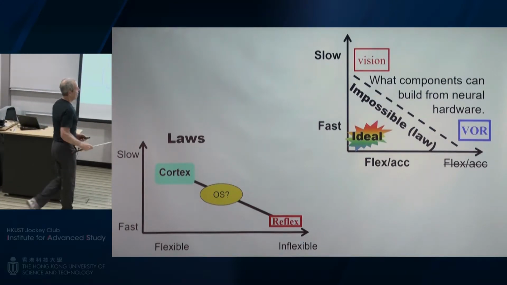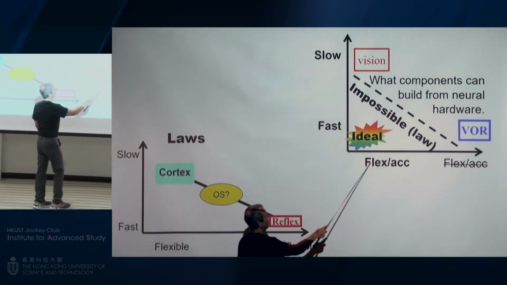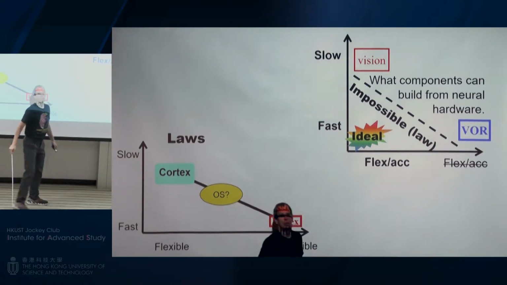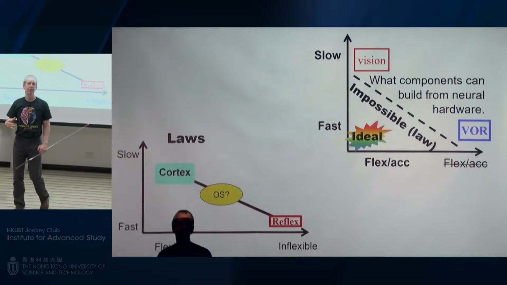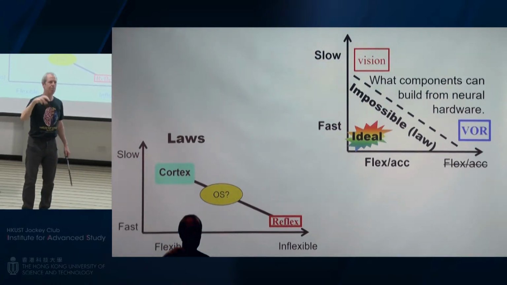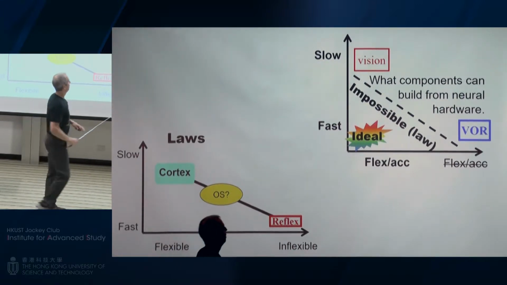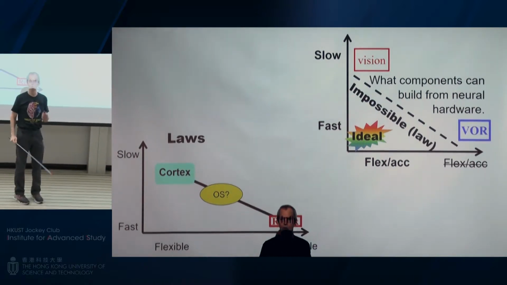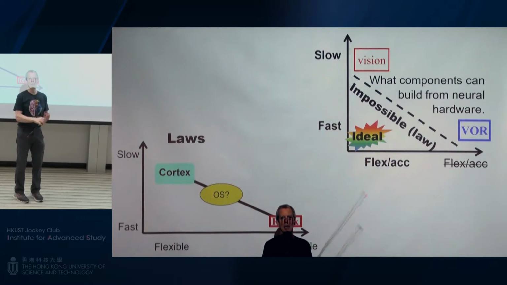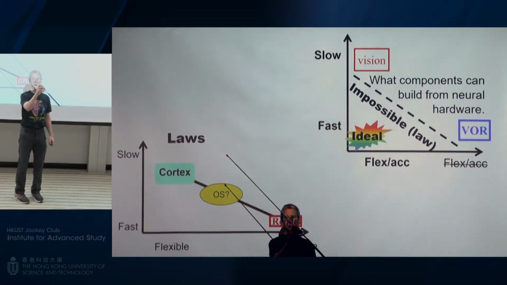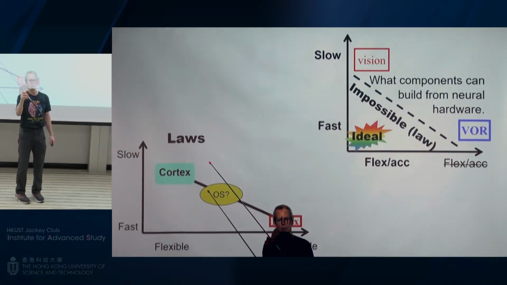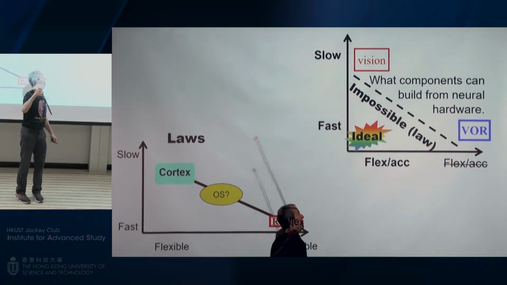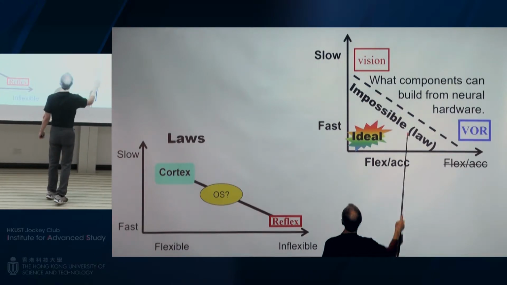Well, by law, I mean we'd like to be fast, flexible, accurate, but we can't. So if you're building something out of biology, there's a line that you can't get past. Now, if you're doing something out of technology, that line keeps shifting, right? Moore's law keeps moving that line, although it's slowing down. But if you're building out of biology, boom, there's a law. You can't go below that, right?